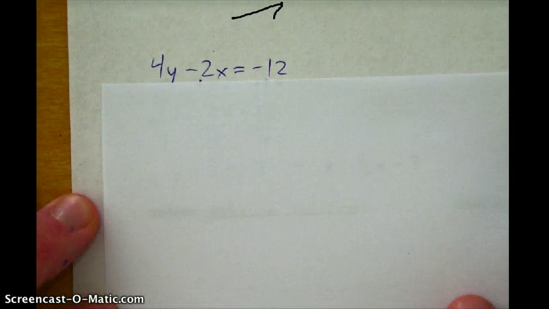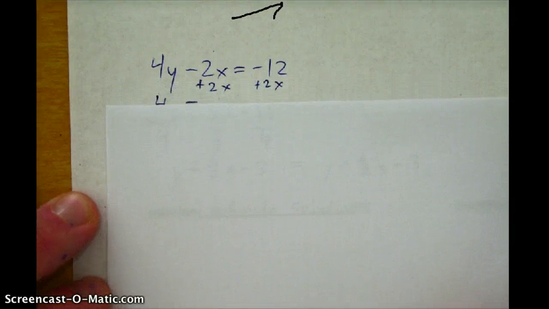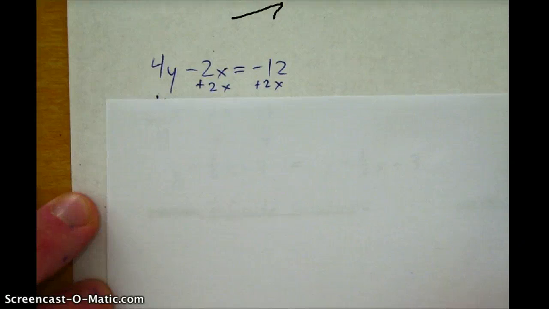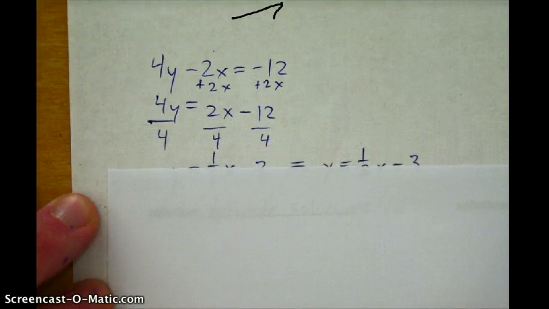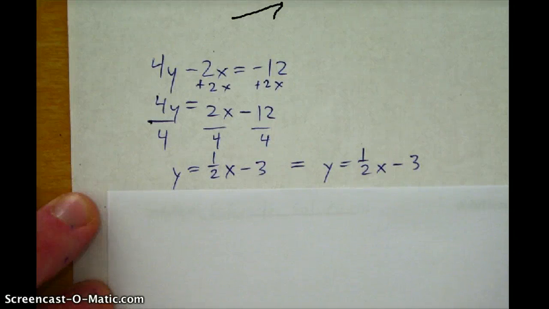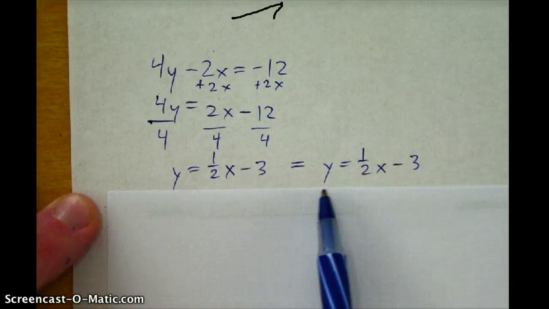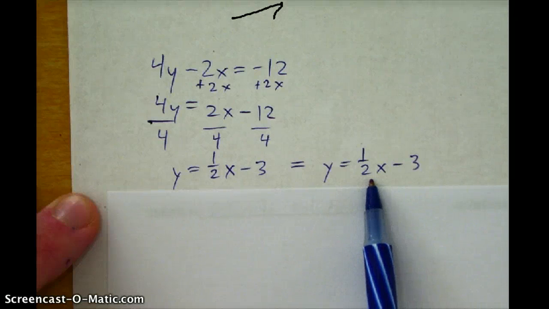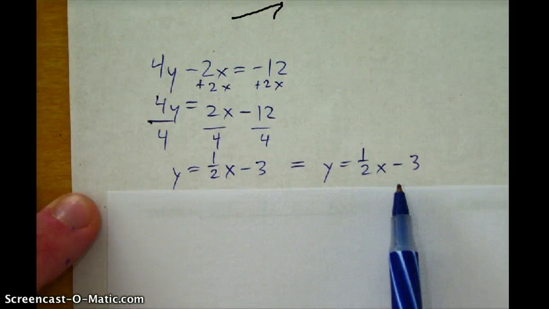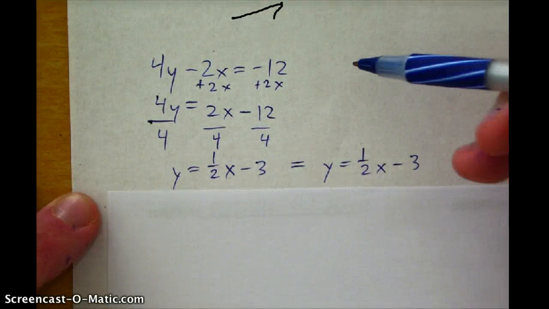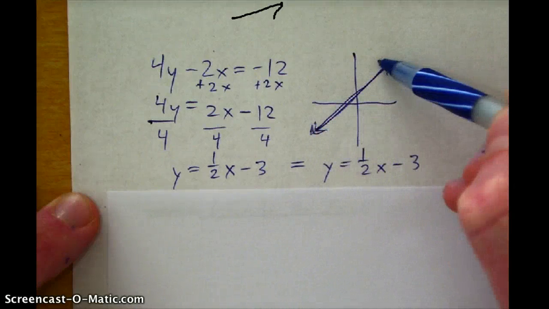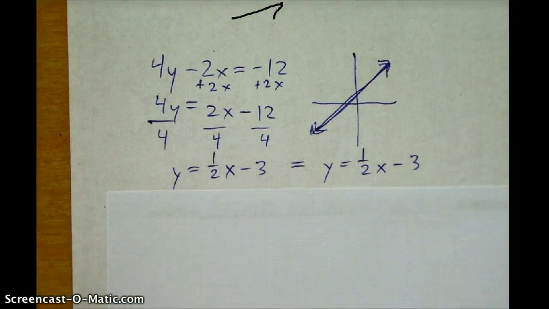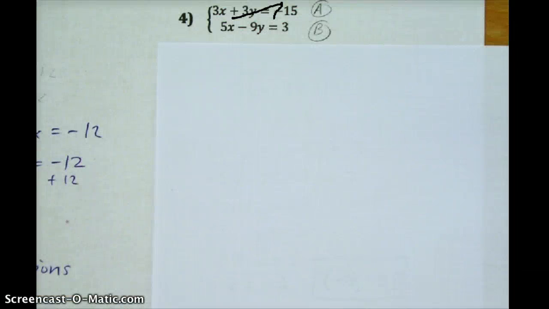So let's break that down and move that around and create an equivalent equation. So I add 2x to both sides, which gives me this. Divide both sides by that 4. And I get y equals 1/2 x minus 3, which is exactly equivalent to our second equation from the original system, which was also y equals 1/2 x minus 3. And as we know, if we have a system where we have two lines that are exactly overlapping each other, that system of equations will have infinite solutions. Now try number 4.